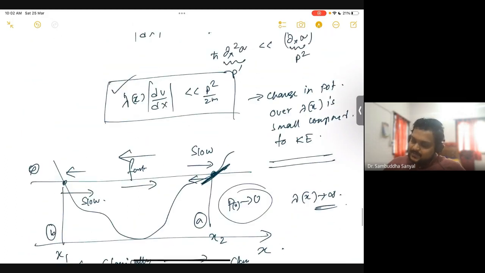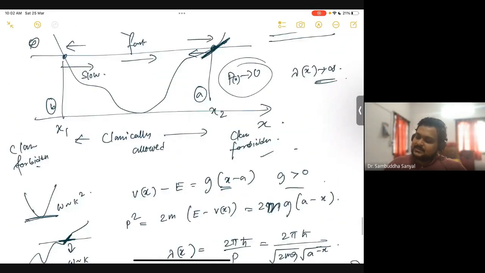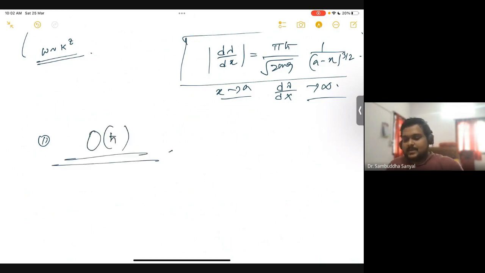That means you are violating this condition, so your WKB approximation is not valid. What next will we do? We'll go to the next order in h bar. I think I will do this WKB approximation only up to order h bar, and then I will solve this.